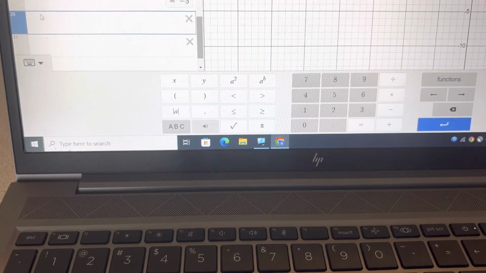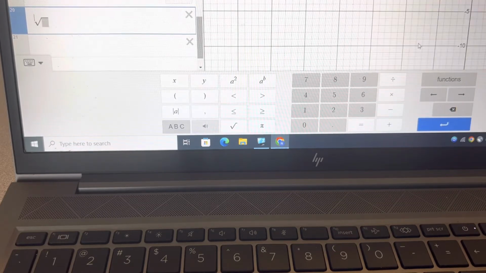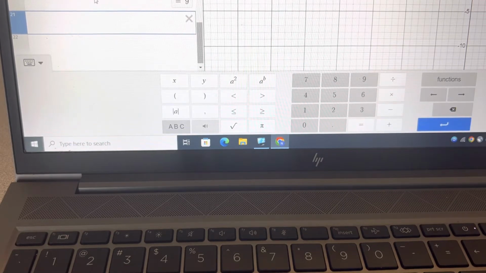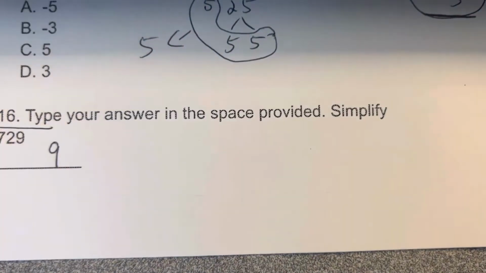All right, make sure in the new line. All right, function. All right, 3. And then we're going to put 729. Okay, and it is actually a perfect cube root. See, I didn't even break it down and I already got my answer. So sometimes check first. And if you get a decimal, then you might have to break it down. So our answer for 16 was just 9. If you want to break it down by hand, that's fine too.